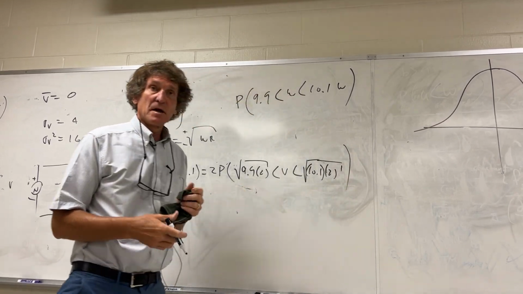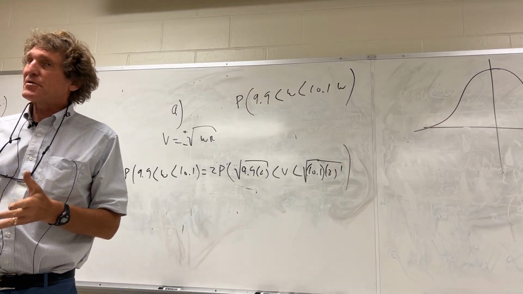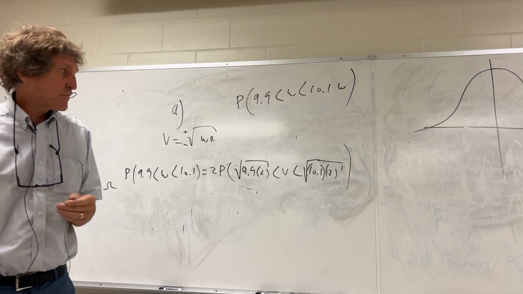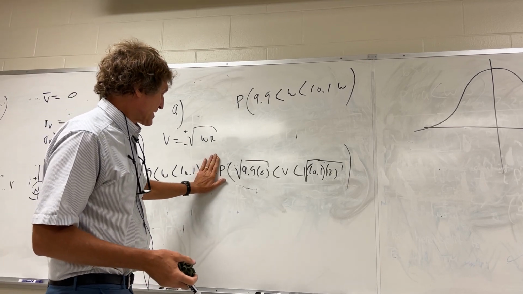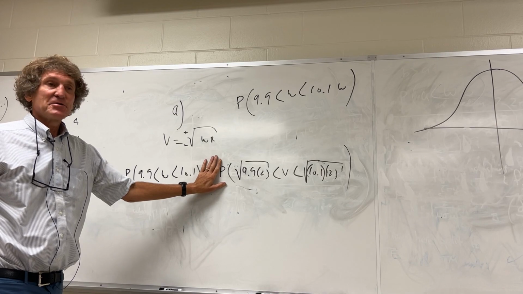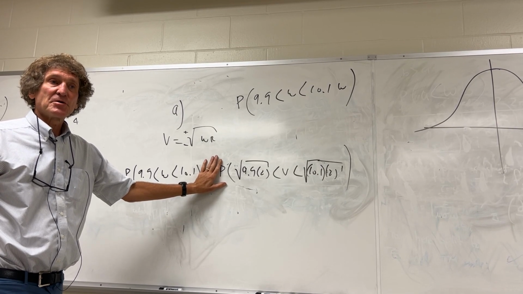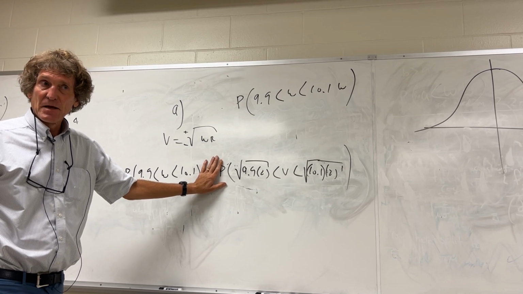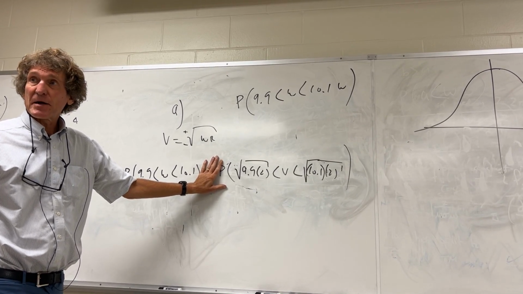Y'all agree with this? How do you do that? What's the easiest way? What if we just want the probability, forget that 2, of this? You could use the characteristic function, or you could use the Q function, right? Either one will do this. Do you agree with this? Y'all know what I'm talking about here?